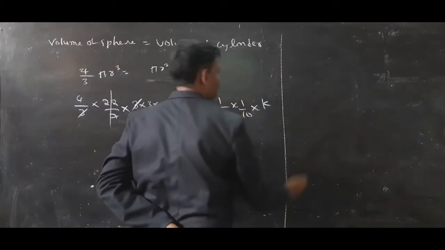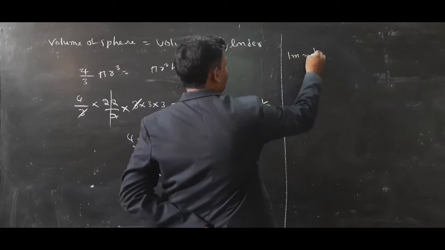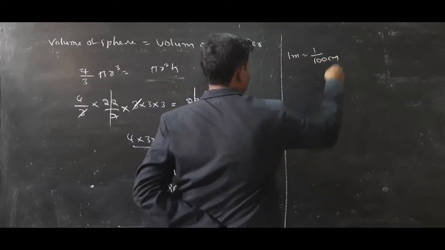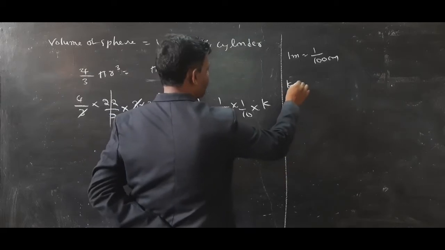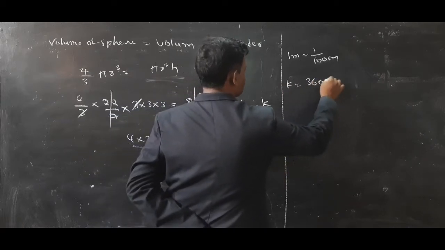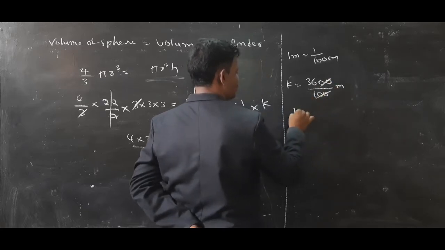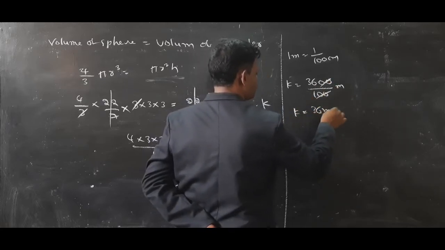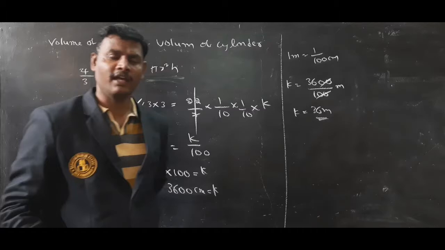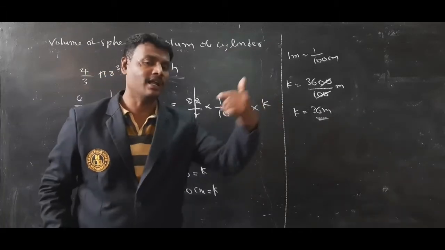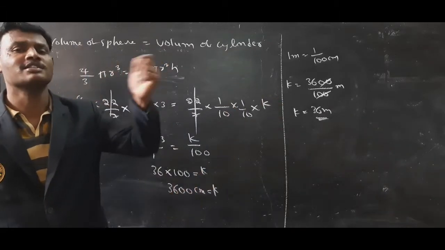1 centimeter is equal to 1 by 100 meters. It means K is equal to 3600 by 100 meters. Cancel. So K is equal to 36 meters. Length of that wire is 36 meters or 3600 centimeters.